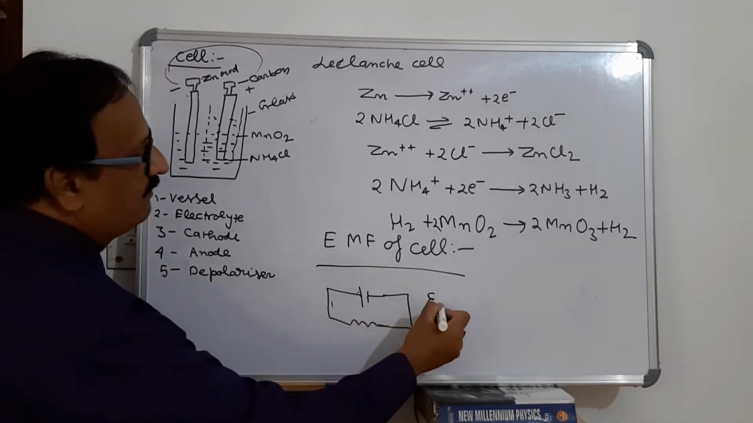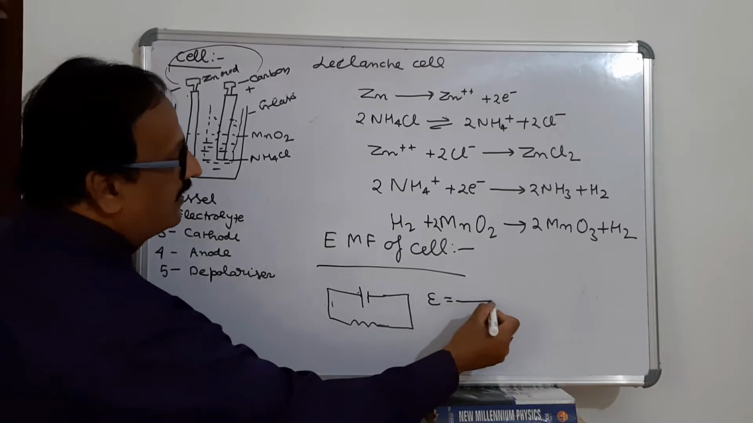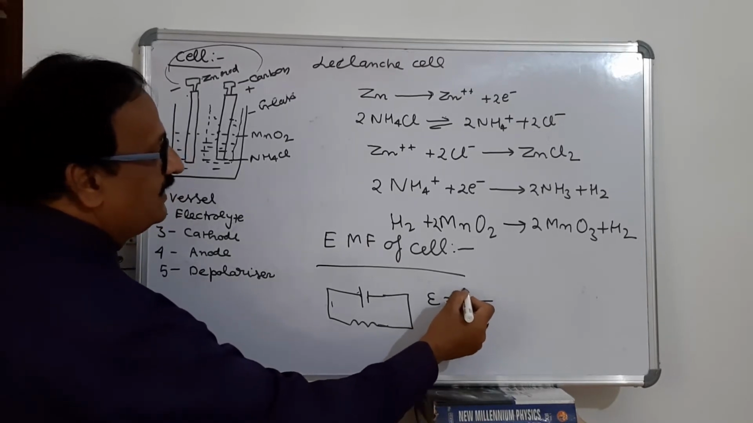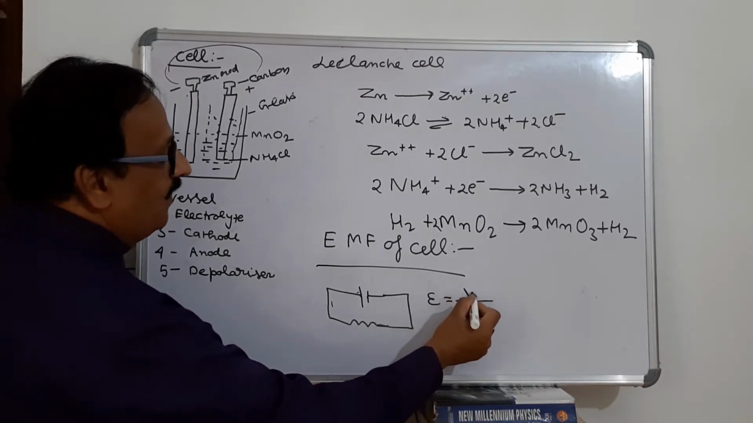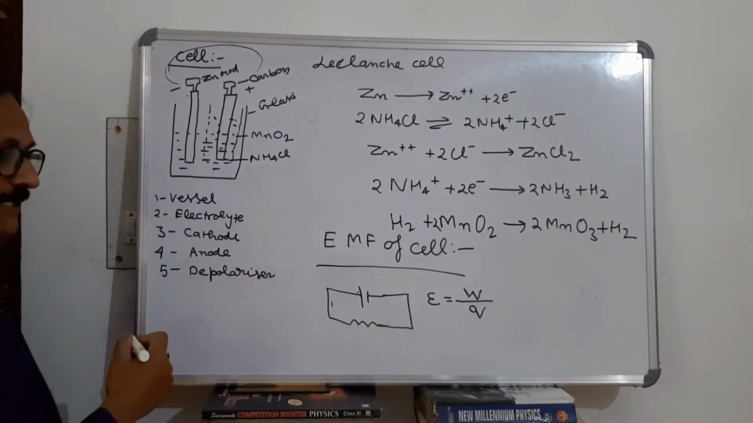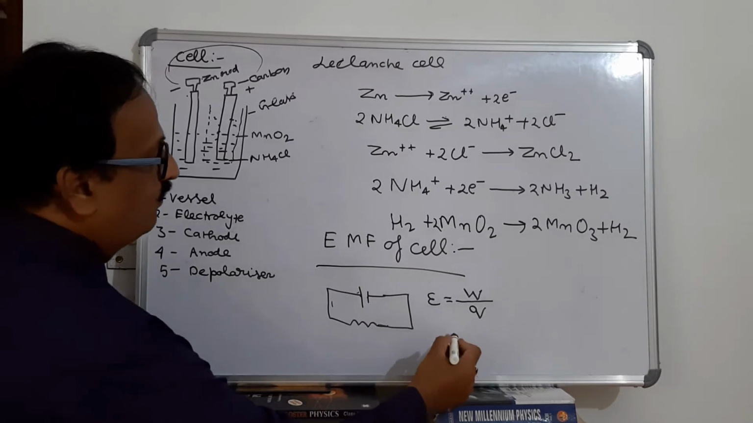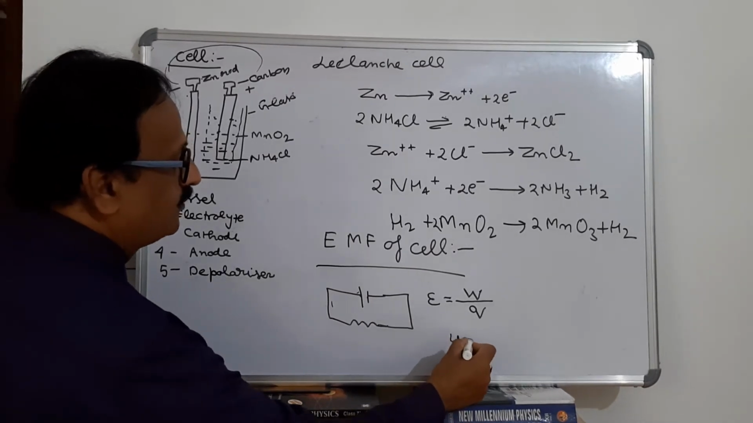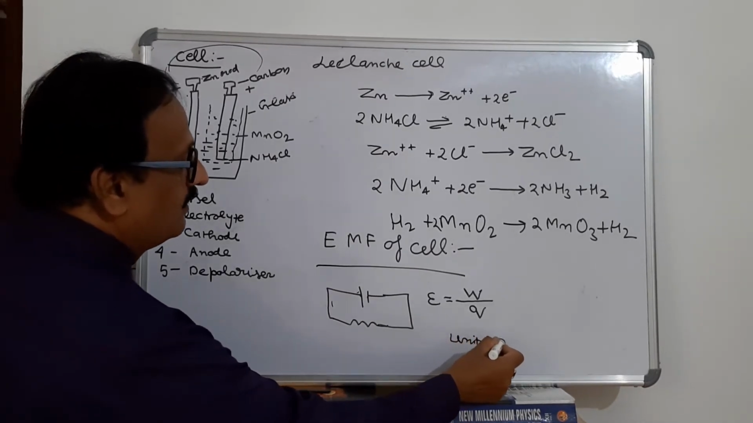is called electromotive force. Means electromotive force is defined as the work done in moving unit positive charge from one terminal of the cell to the other terminal, and clearly its unit will be joule per coulomb, or it is also called volt.